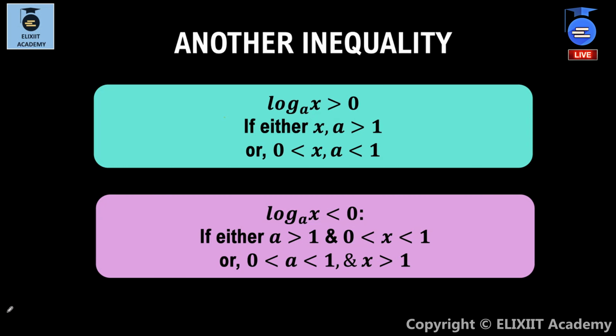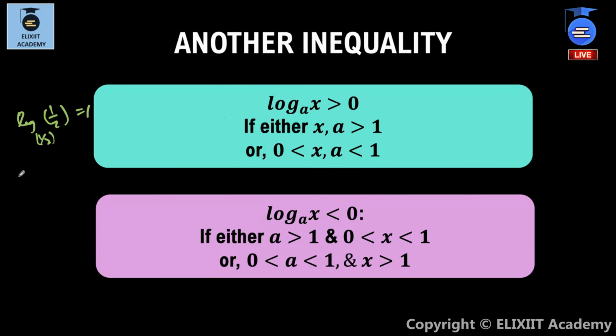Sign will not change. Either x and a are more than 1 or x and a lie between 0 and 1. You can verify this thing. Let's say log half base half. How much is this? 1. Isn't it? Half base half is 1, which is positive. So half base half I have taken, x and a lie between 0 and 1.